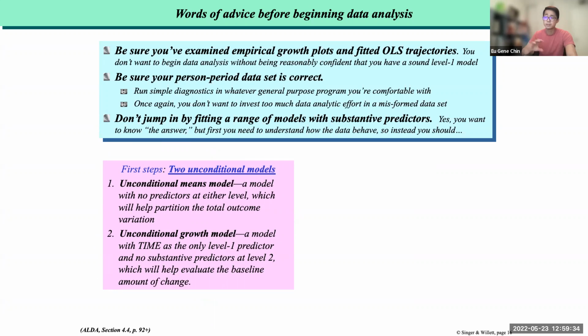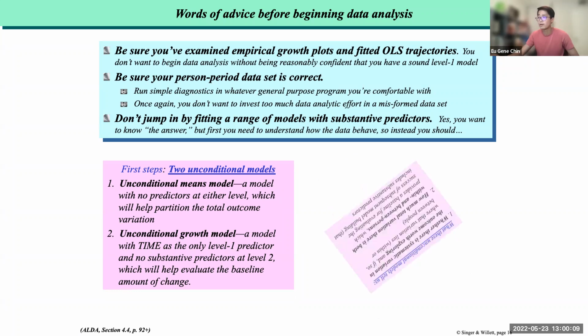And this will help us partition the total outcome variation. And then once you do that, you add 1 level to this, which is basically adding time as the only level 1 predictor with no other substantive predictors at level 2. This will help us evaluate the baseline amount of change. Basically, what we're doing with a multi-level model for change is sequentially building the complexity of our models and letting the results help us decide what types of level 1 and level 2 predictors we will want to add.